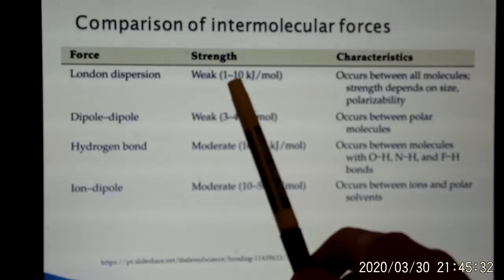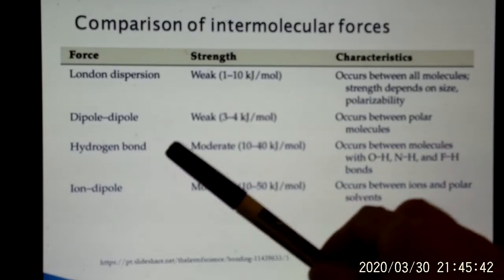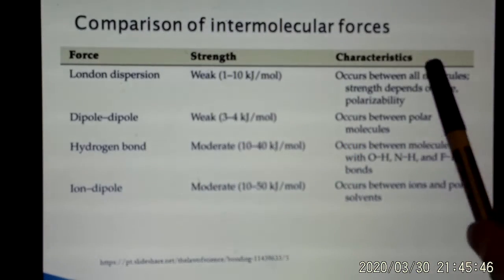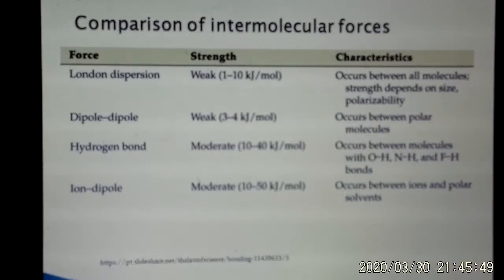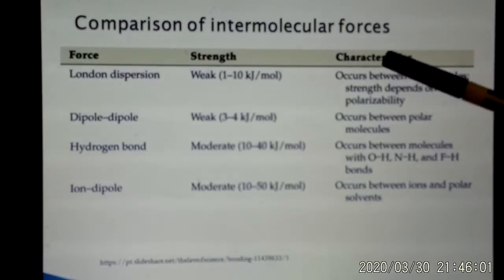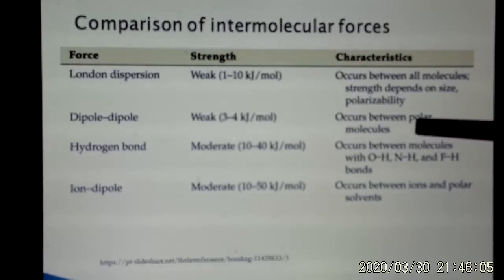And the 10 is unusually large, and a lot of it's going to depend on having a very, very large molecule. Okay, so the weakest of them is going to be London dispersion, followed by dipole-dipole. These only occur between polar molecules, where these occur for everything. Any substance that has electrons, so that means all matter, will have London dispersion forces. If I have polar molecules, then I have London dispersion forces and dipole-dipole forces.